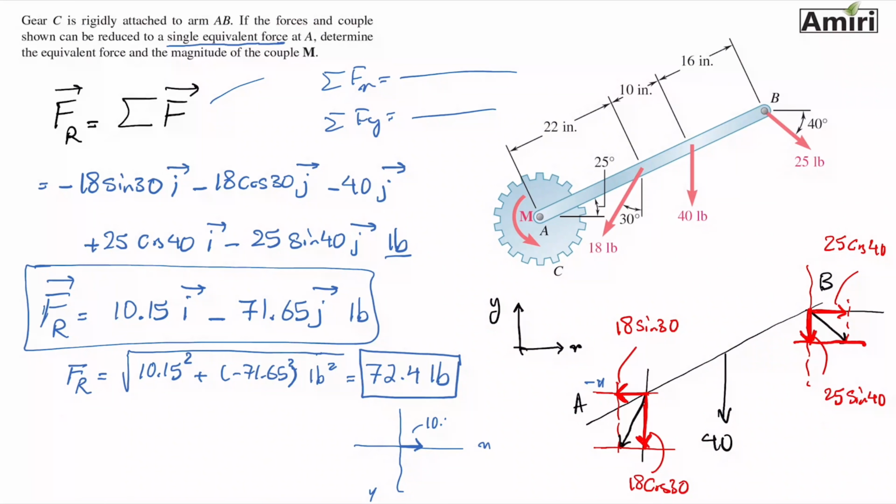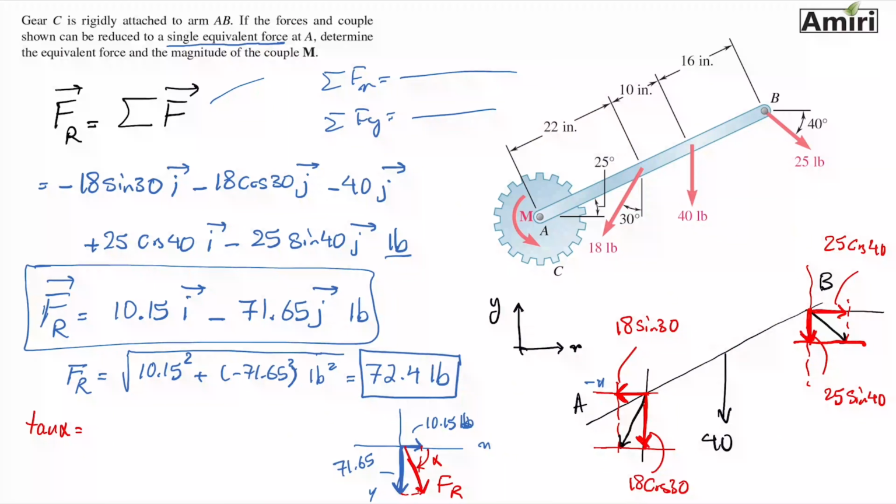So it's 10.15 pounds on x, and then I have minus 71.65 on y. So the angle of this FR, this is this FR. Whichever angle you want to take, I'm going to take this one as alpha.